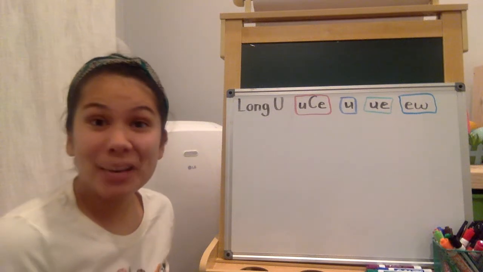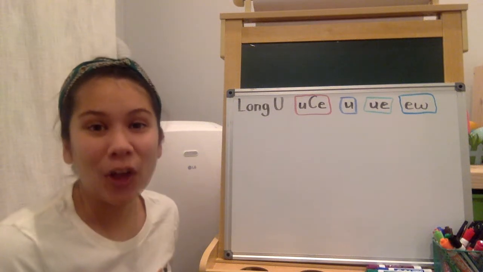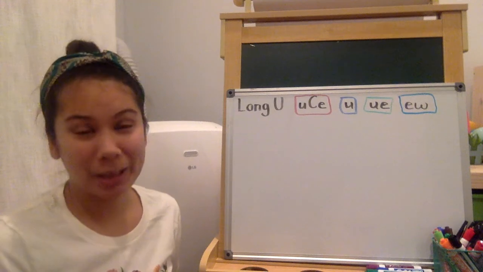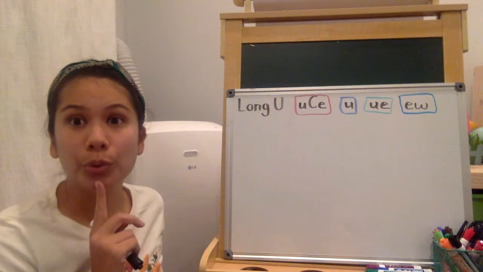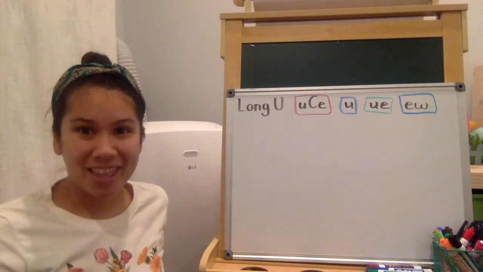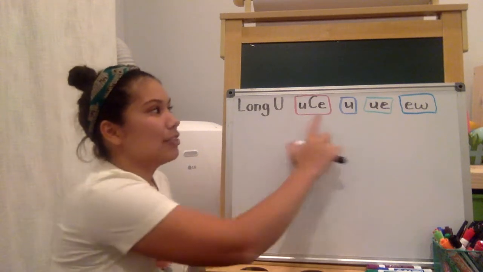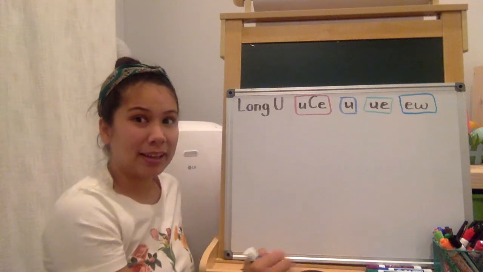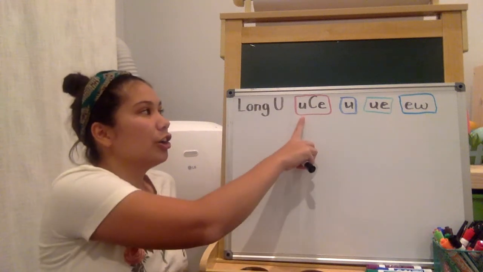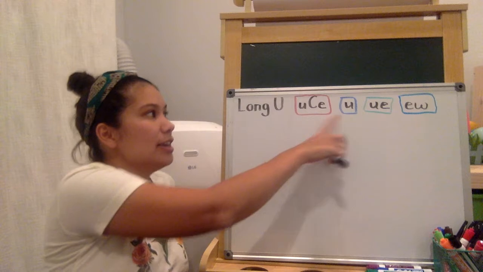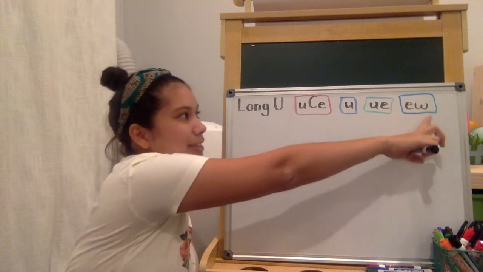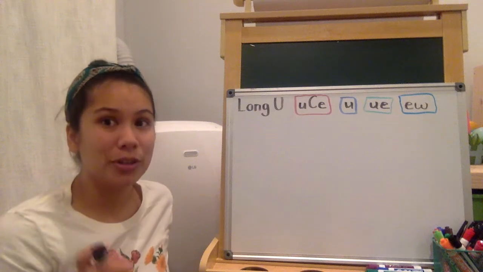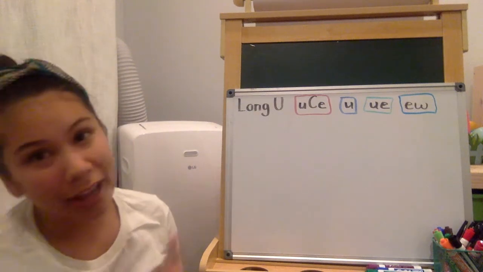Hi friends! Today we're going to focus on the long U sound spelling patterns. So long U sounds like you, long vowels say their name, and the 4 ways we're going to practice spelling the long U sound are U consonant E, U, UE, and EW. Those all make U.